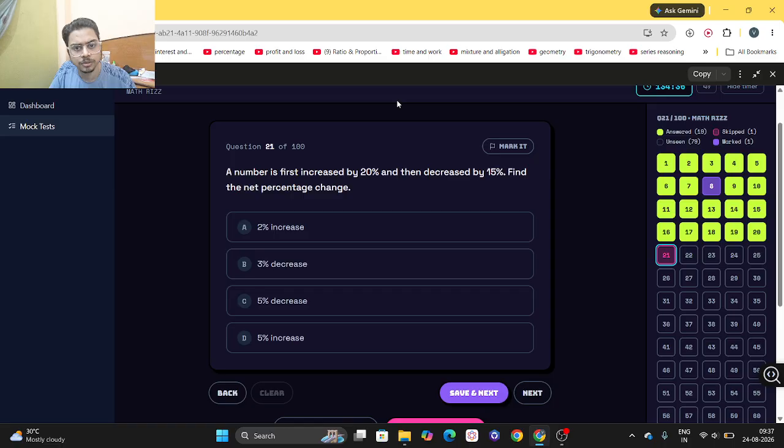Next. A number is first increased by 20% and then decreased by 15%. Find the net percentage. So let the number be 100. 100 is first increased by 20%, so this becomes 120, and then it is decreased by 15 by 100. So the multiplying factor will be 85 by 100. Multiplying and simplifying, this becomes 102, so 2% increase.